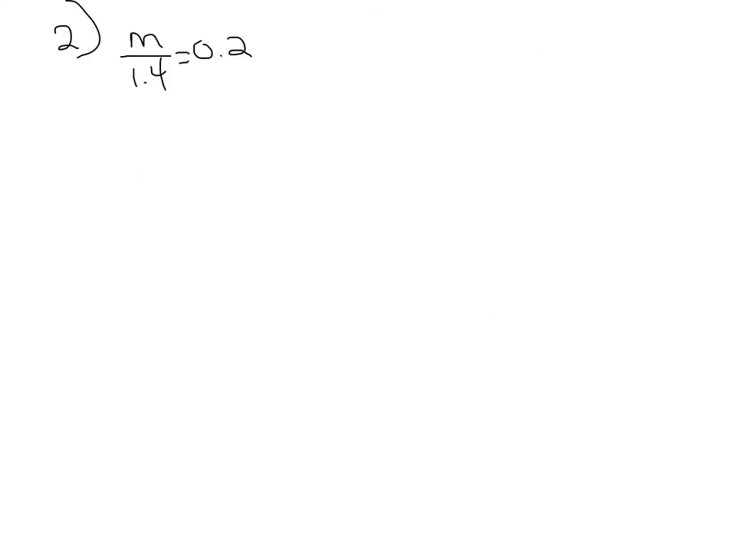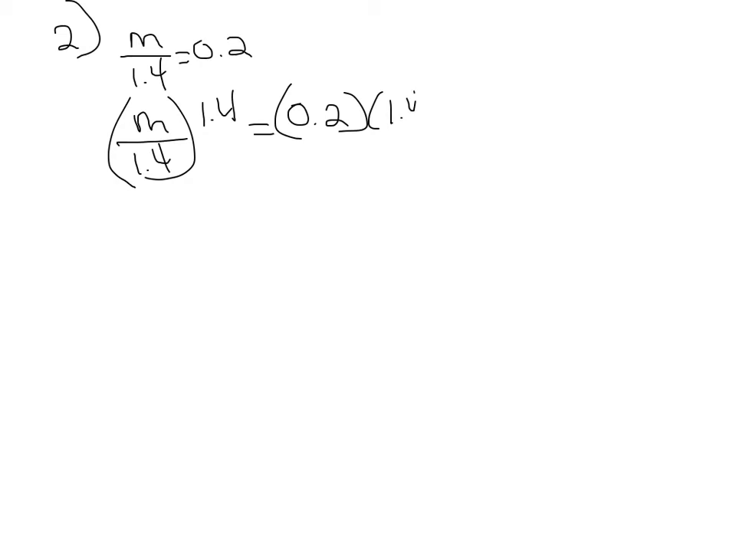Next problem. My equation says m over 1.4. Remember, that means m divided by 1.4 equals 0.2. The inverse operation of dividing by 1.4 is to multiply by 1.4. So I actually need to show that I'm going to take both sides of my equation and multiply by 1.4. Now remember, that's the same as 1.4 over 1, if you need to write it as a fraction. I'm actually going to do the scratch work off to the side.